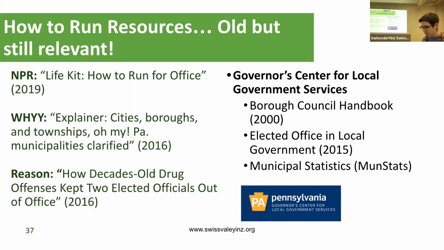Especially the Governor's Center for Local Government Services. There are links in the materials, but it's dced.pa.gov. That handbook is 63 pages and it's really detailed with a good index. And then the elected official and local government resources, 24 pages, overlaps a little bit with the handbook. And if any of you know of anything, let us know. You can DM us at SwissvaleYinz. And one thing to point out is that everything that we've shown here is nonpartisan. So that's it.